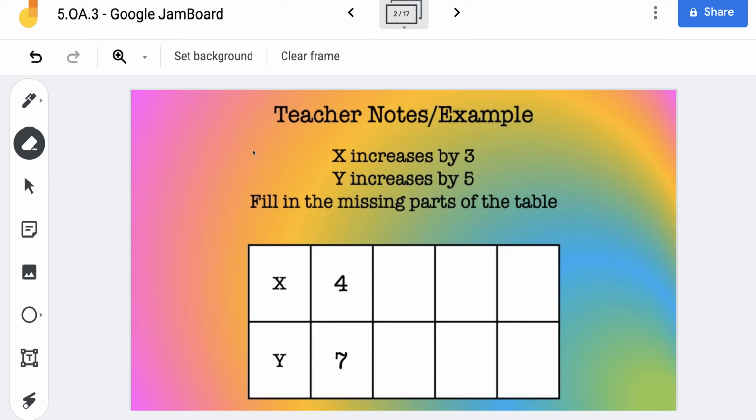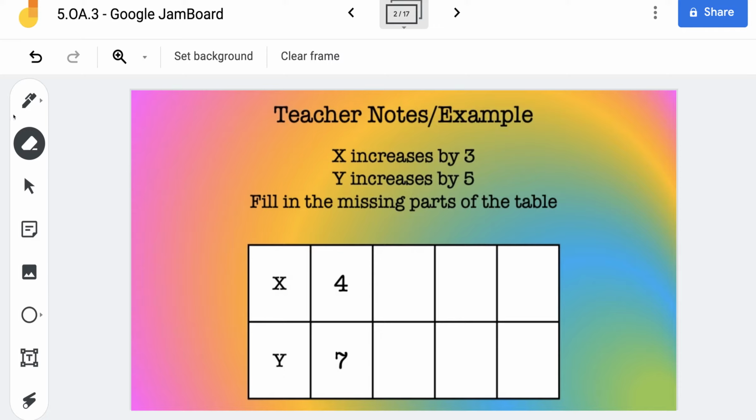Hey everybody, this is a brief little interactive video lesson about something called number patterns using input-output tables. So here's our first input-output table. We have an x value of 4, and we have a y value of 7. The top row is going to be our x values, and the bottom row is going to be our y values. And the rules we're going to follow are right here. The x values are going to increase by 3, and the y values are going to increase by 5.